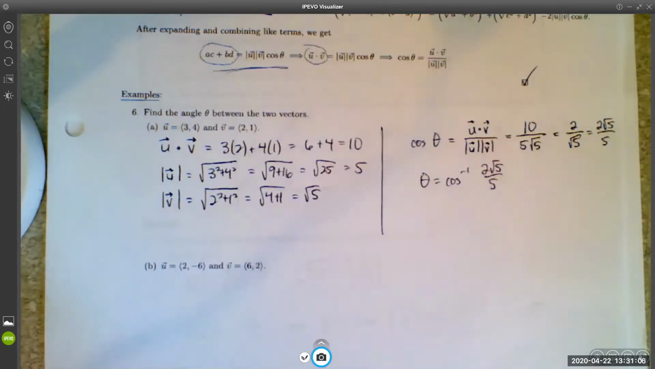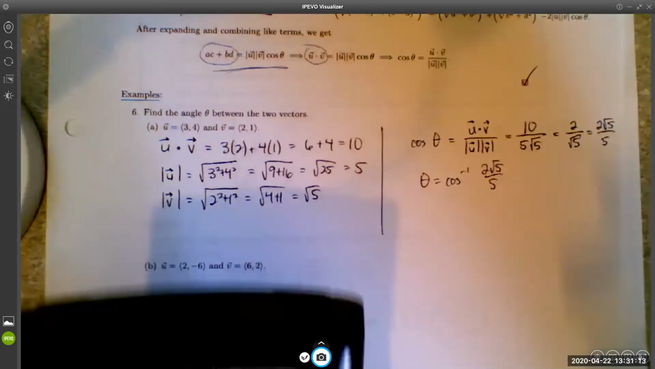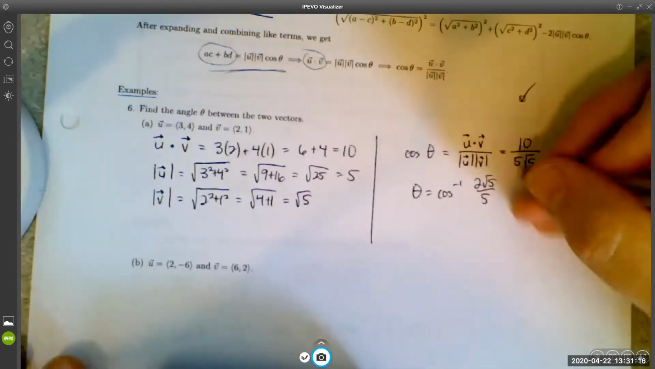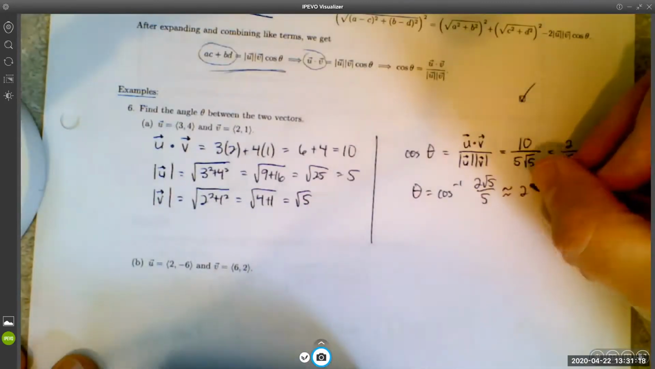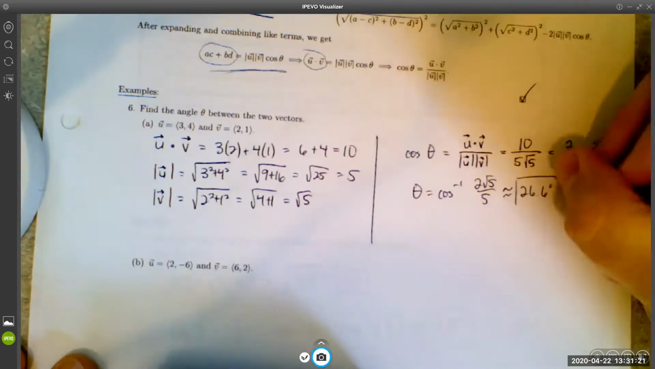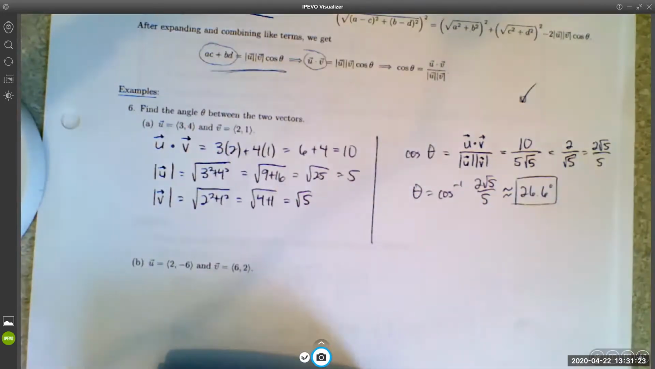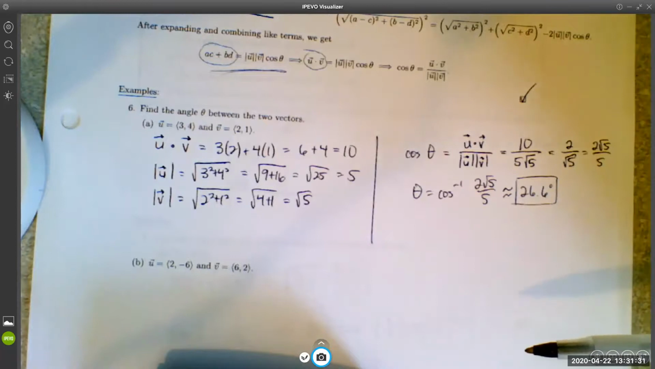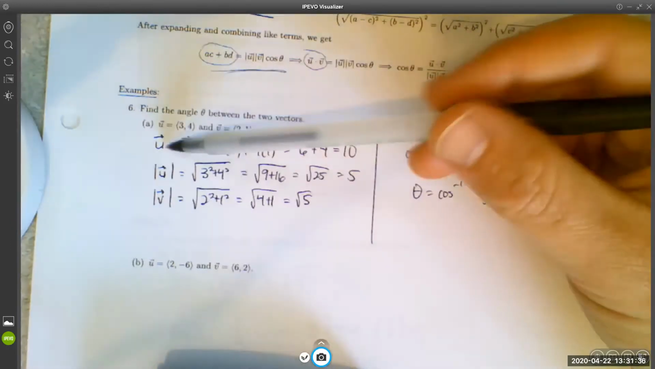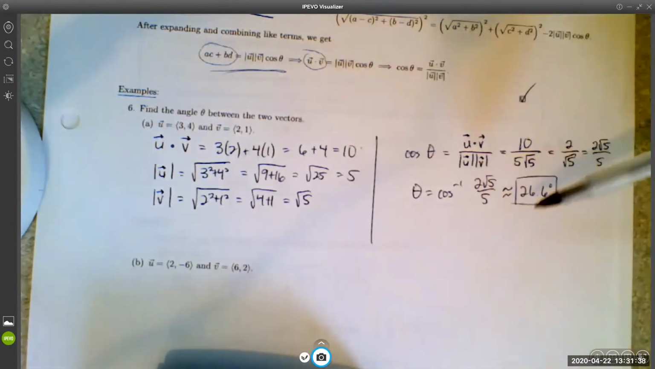So cosine inverse of 2 root 5 over 5 is about 26.6 degrees. On the previous page, we said if the dot product of two vectors is a positive number, then theta is going to be acute. And we can see that here, right? The dot product was a positive number, and theta was acute. So that checks out.